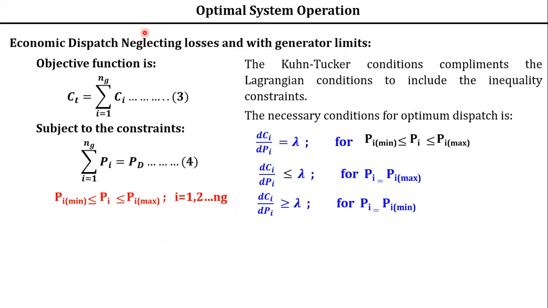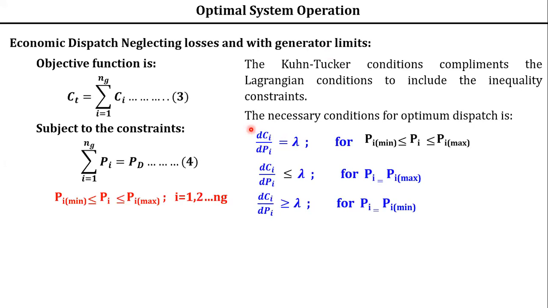Suppose they ask, explain the economic dispatch neglecting losses with no generator limits, then you explain only case one. No need to explain this one. So please read the question carefully in the test and examination and answer it.